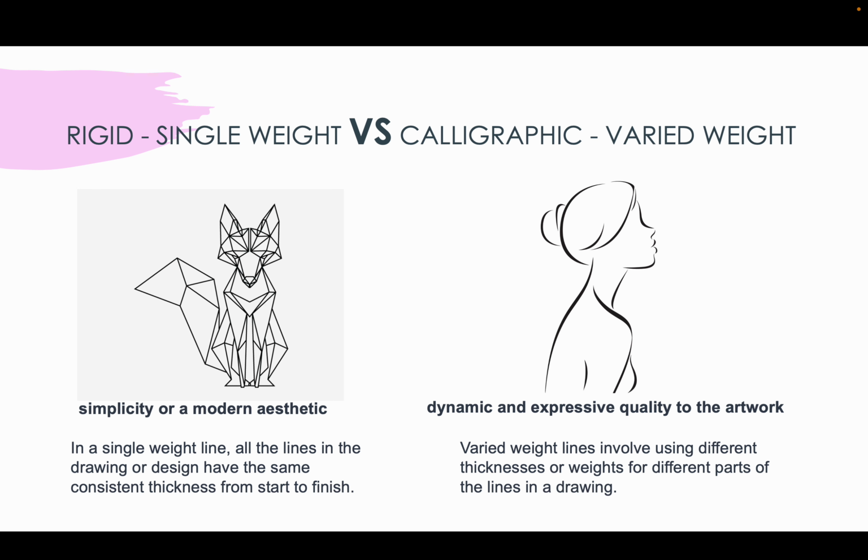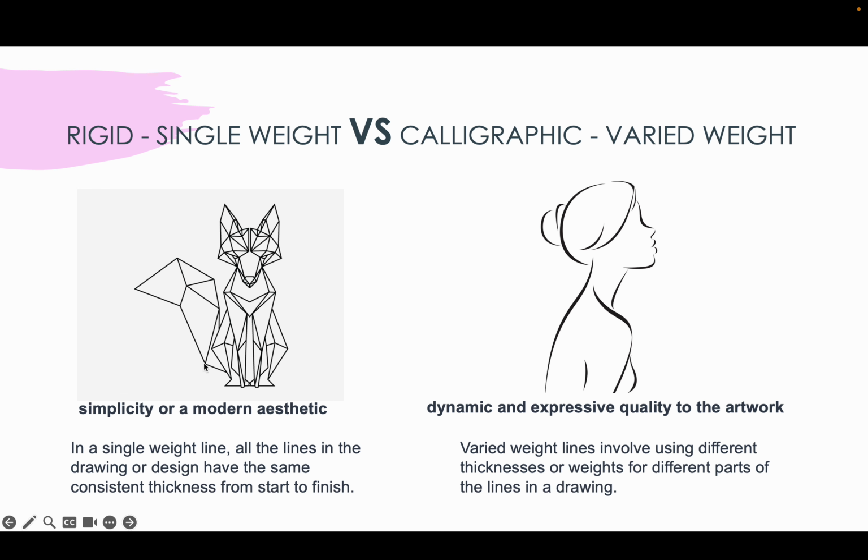Yeah, so after introducing the concept of different types of lines, there's also the single weight line and the varied weight line. This is a really easy principle. In a single weight line, all the lines in the drawing or design have the same consistent thickness from start to finish. So this is a good example.